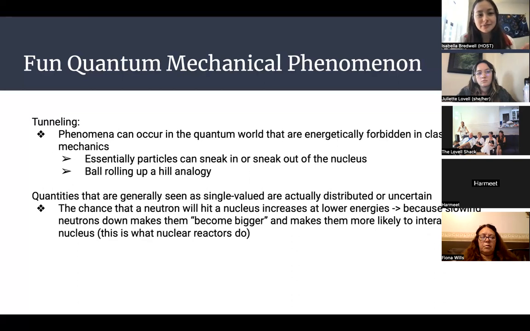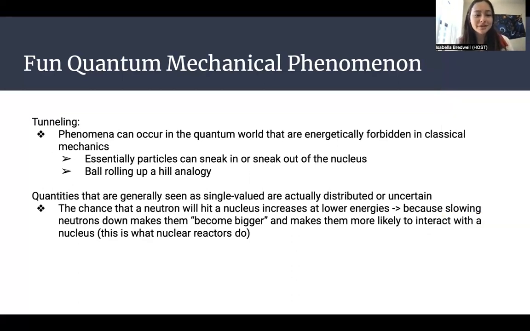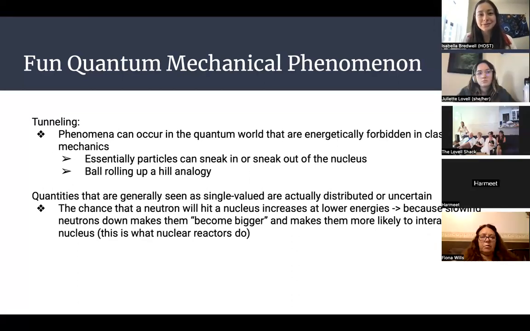But tunneling happens. It's very important to plenty of nuclear decay processes like alpha decay. So basically, a particle can sneak out even though it technically doesn't have the energy to sneak out, because it's distributed in space and time as a wave, because it's also a wave as well as a particle.